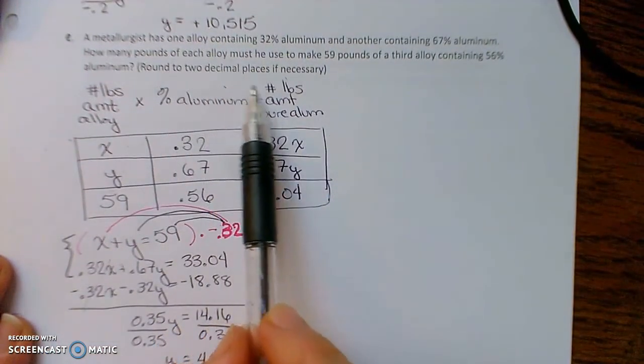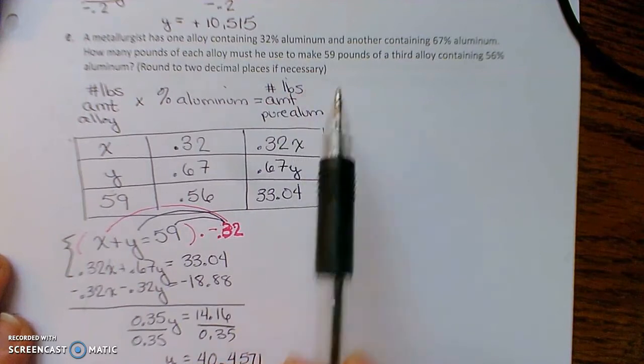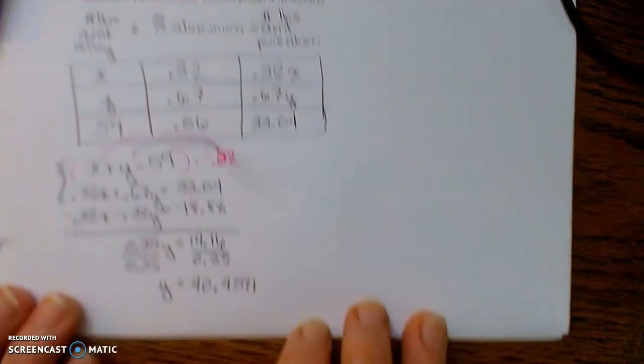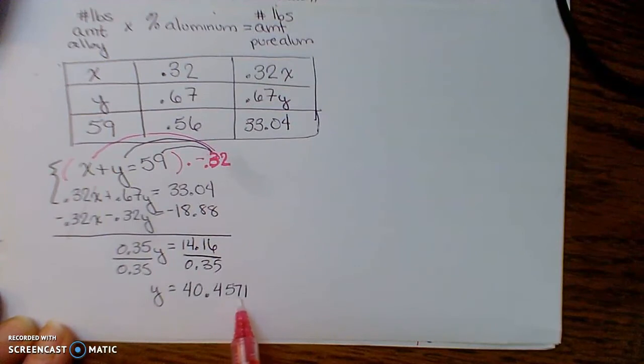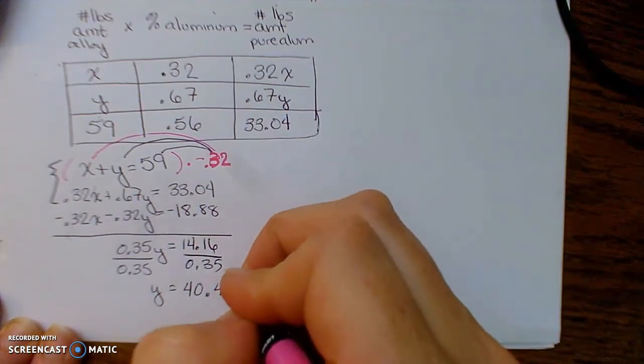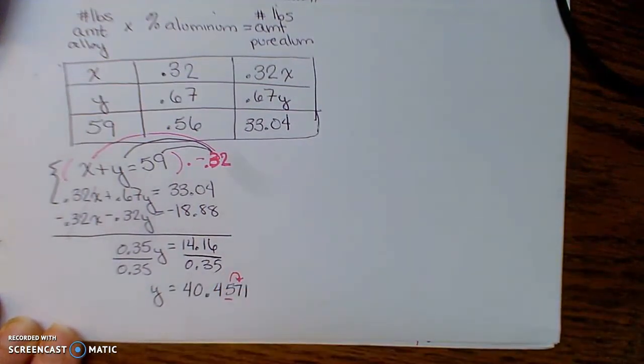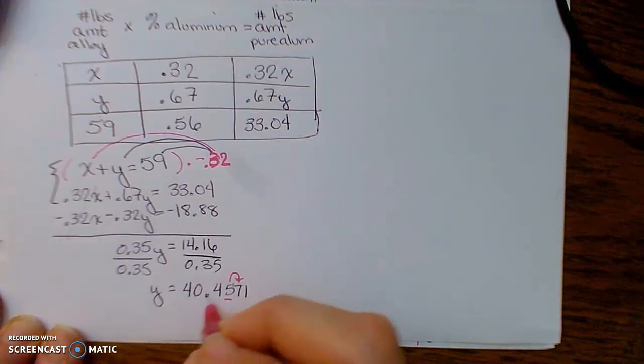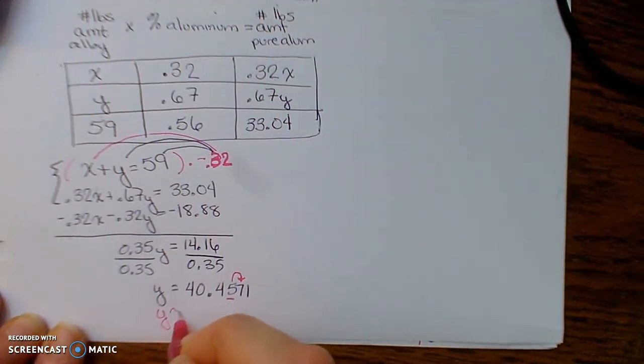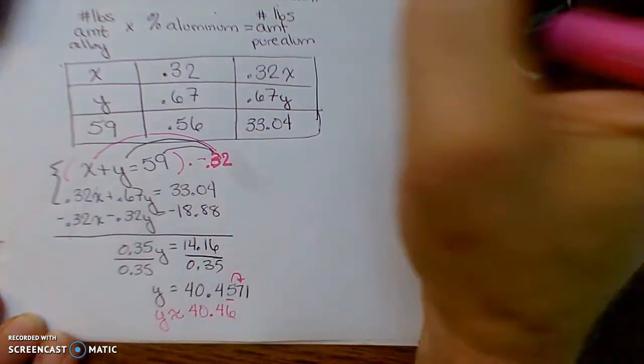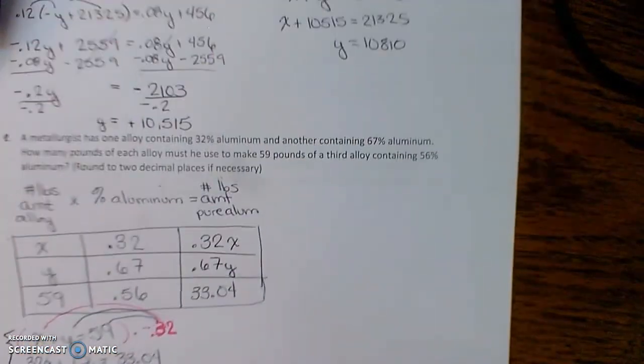Okay, so I'm going to take a look at my answer now and go back to the problem. It says round to 2 decimal places if necessary. So what I got for y, 40.457, there's a whole bunch more decimals, but I'll look at the second place after the decimal, the hundredths place, look at the next digit, the 7, and if I'm rounding, that will get me closer to 0.46 than I am to 0.45. So now I know that y should be approximately 40.46.